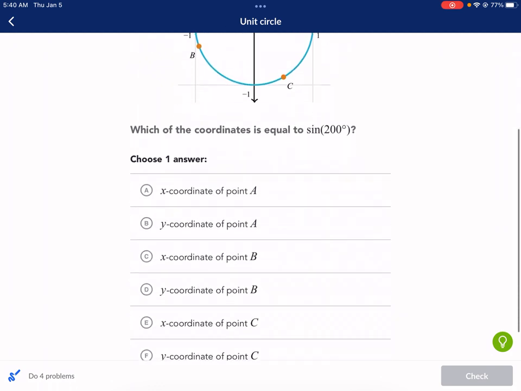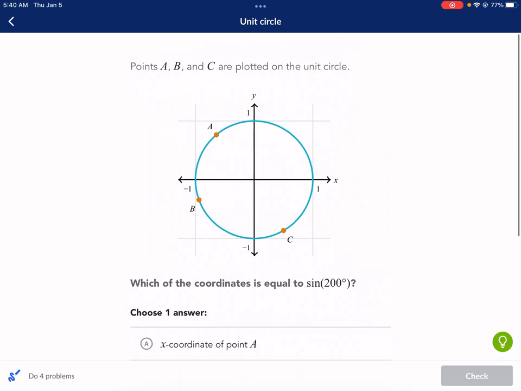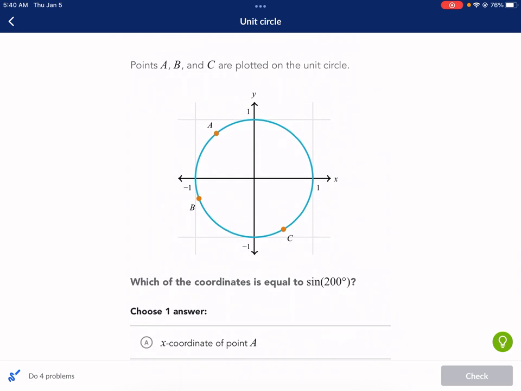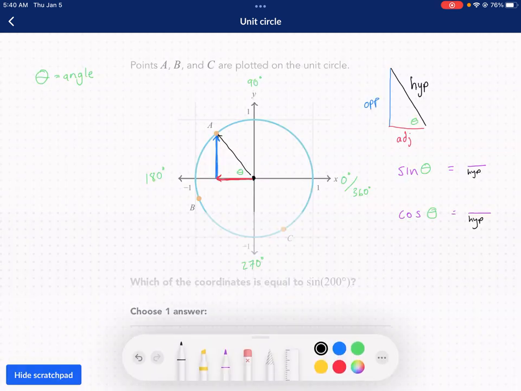So I'm going to give some pointers on the unit circle to start. The question for question 1 is: points A, B, and C are plotted on the unit circle. Which of the coordinates is equal to sine of 200? A lot to digest there. Let's go ahead and break down some of the critical components.